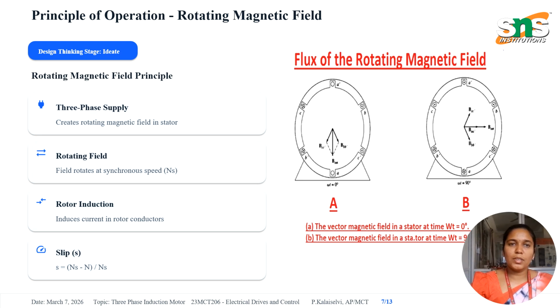The operation of a three-phase induction motor is based on the rotating magnetic field principle. When a three-phase AC supply is applied to the stator winding, a rotating magnetic field is produced. The magnetic field rotates at synchronous speed. The rotating field cuts the rotor conductors, so according to electromagnetic induction, current is induced in the rotor. The interaction between the rotor current and magnetic field produces torque. This causes the rotor to rotate in the same direction as the rotating field.